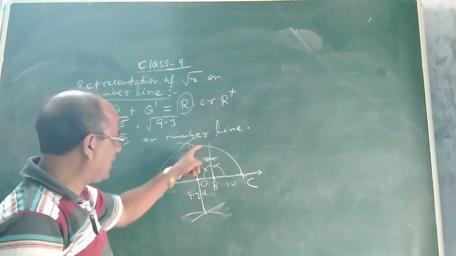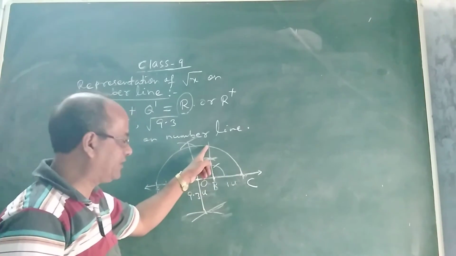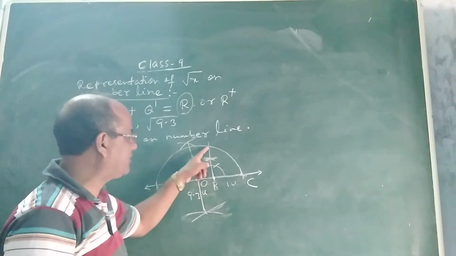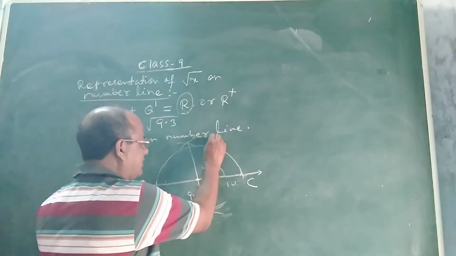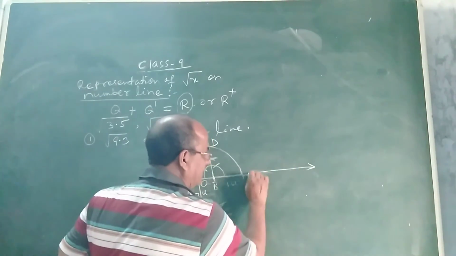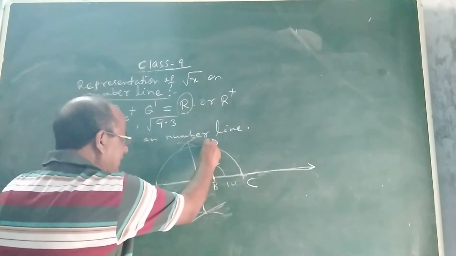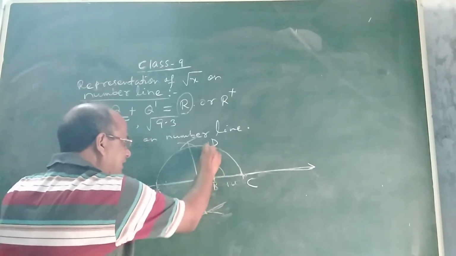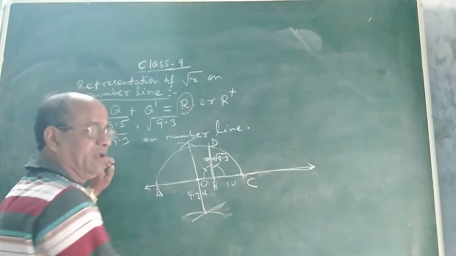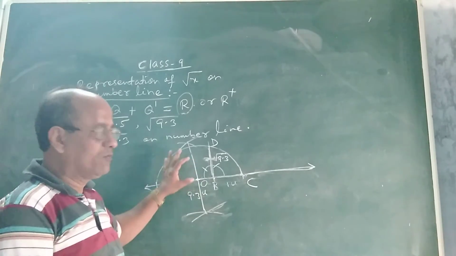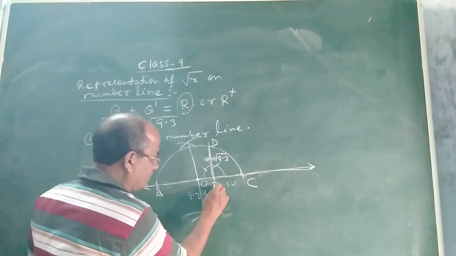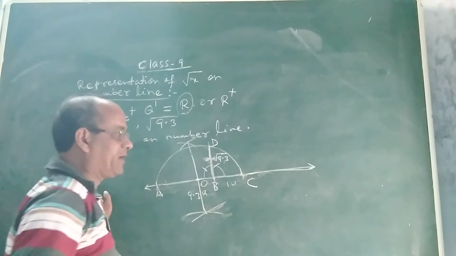Now this perpendicular will intersect the semicircle at a point. Suppose we name this point D. Now the length of BD will be equal to square root of 9.3. How it is, we will prove in some other class. After discussion, we will justify that the length of BD will be square root of 9.3.